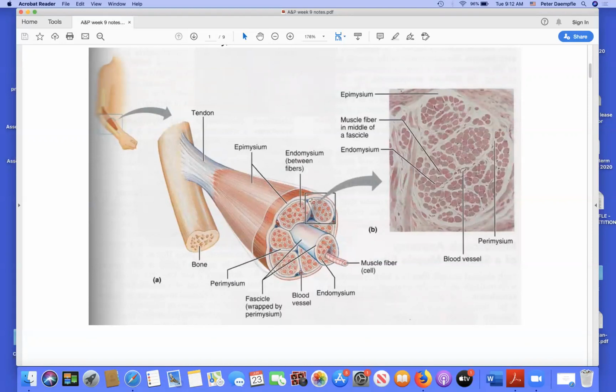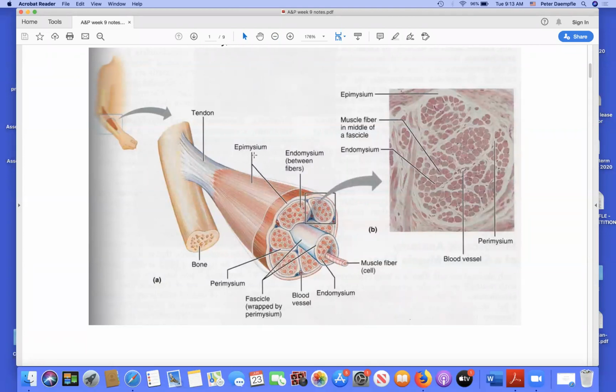Otherwise, you can get yourself electrocuted, right? You need a protection. And same thing with the muscle. You need a protection around it so that it doesn't get damaged, and also to keep the charge inside. That is true after it is electrically stimulated. So the epimysium is the connective tissue that surrounds the entire muscle.